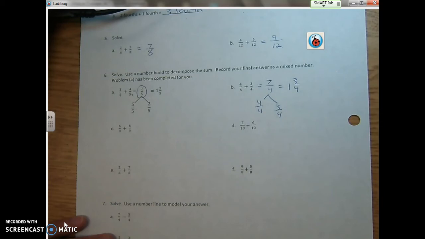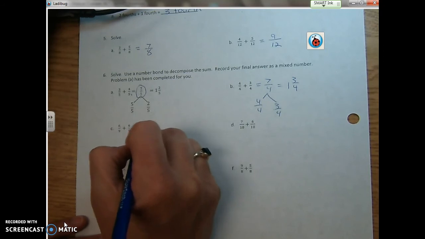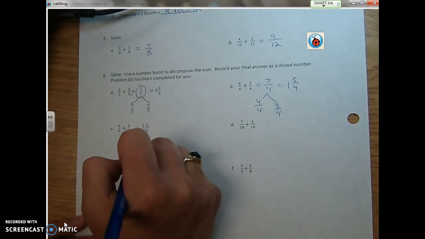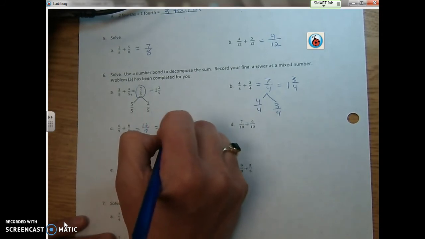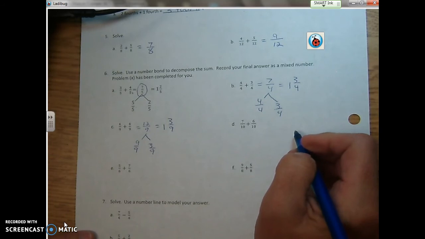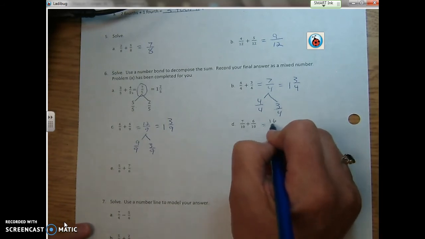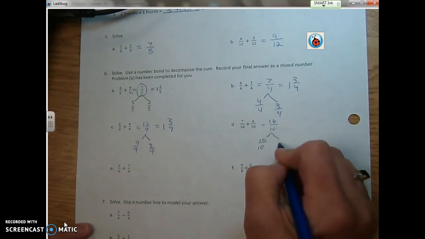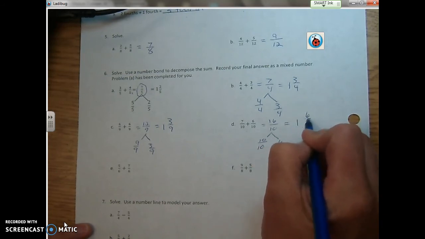Okay, so C, 6 plus 6 is 12, and we are in ninths, so 12/9. We pull out 9/9. We have 3/9 left, so we have 1 and 3/9. Over here, 7/10 plus 6/10 equals 13/10. You can pull out 10/10 for 1. We have 3 left over, so 3/10, 1 and 3/10.